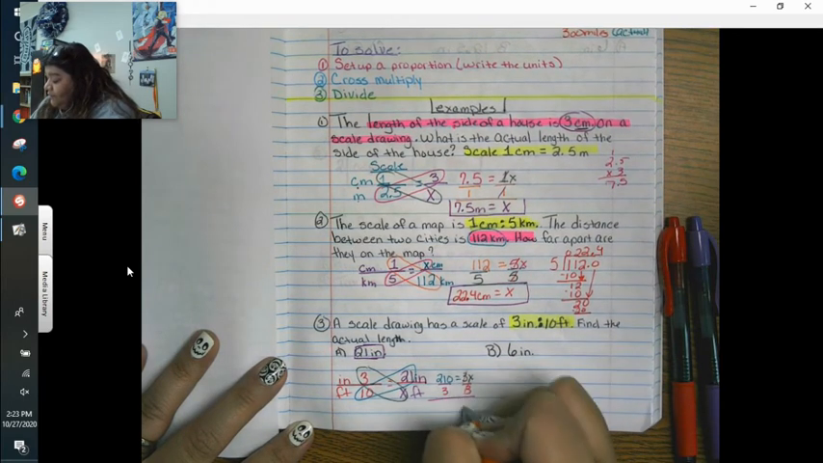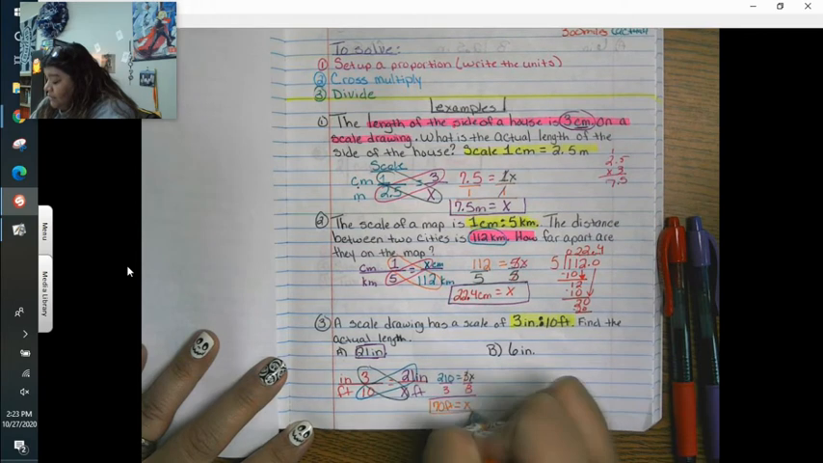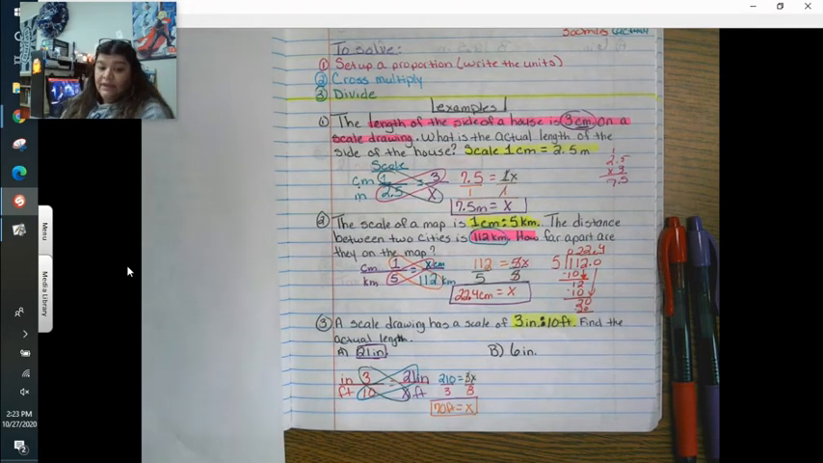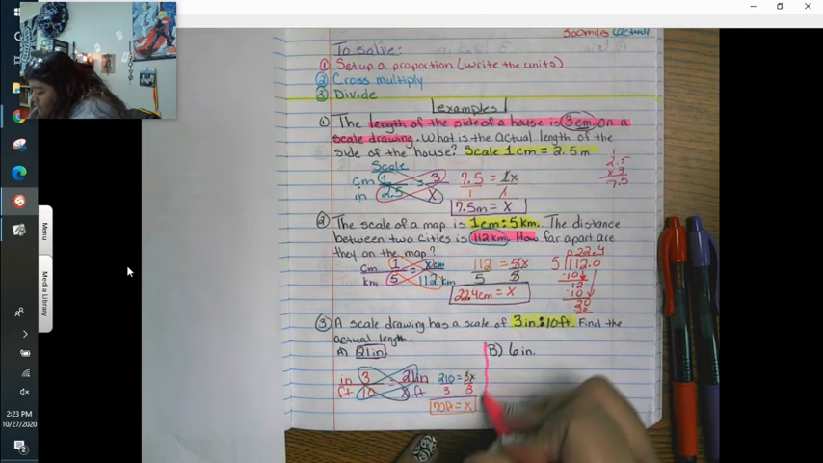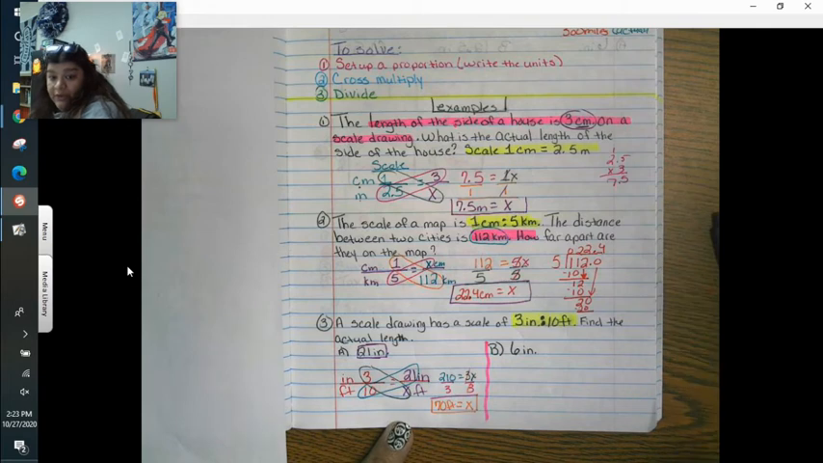So cancel, cancel. 3 into 21 is 7. 3 into 0 is 0. And my answer has to be in feet. So the actual length is 70 feet. Okay. All right, let's try this one, and then you'll do some on your own, okay?